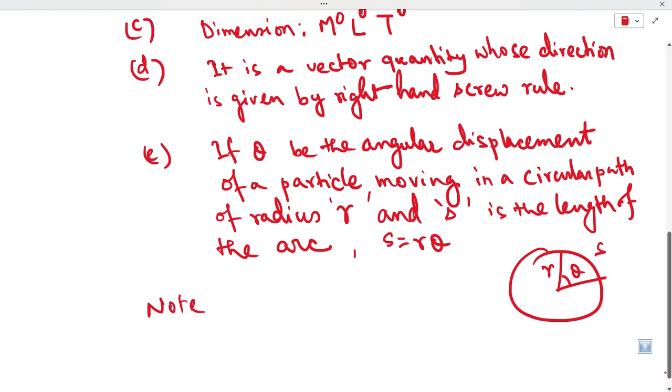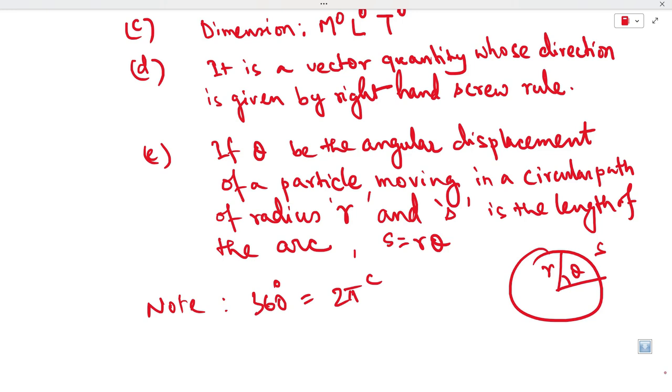Now we know that 360 degree is equal to 2 pi radian. This is the symbol of degree and this is the symbol of radian. So 360 degrees is equal to 2 pi radian. In this way, I can represent that the length of the arc is equal to the radius into the angle theta subtended between these 2 position vectors.